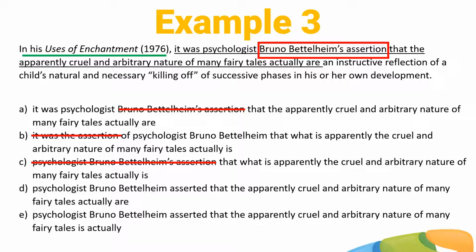So between D and E, which one do we like better? What are the differences between D and E? Well, D uses the verb are, E uses the verb is. So D is plural, E is singular. All right, well, what is the subject of this sentence? They want you to think the subject of the sentence is fairy tales, but it is not. The subject of this sentence is nature. Nature is singular, so E is correct.